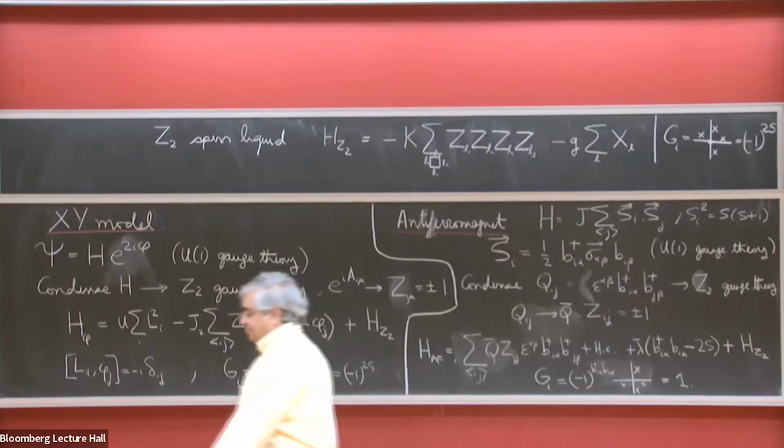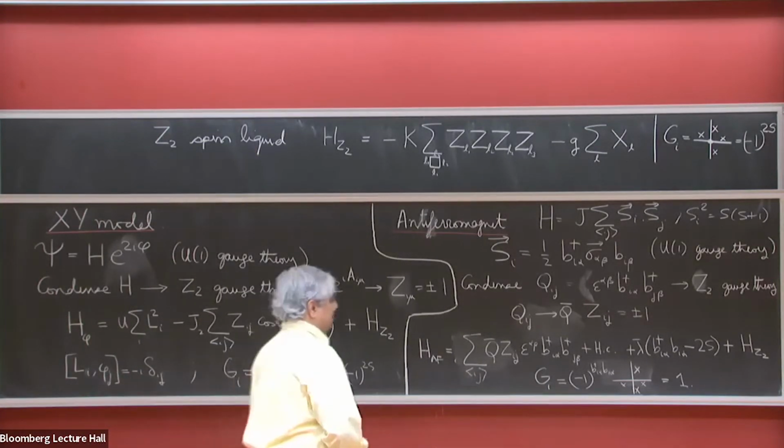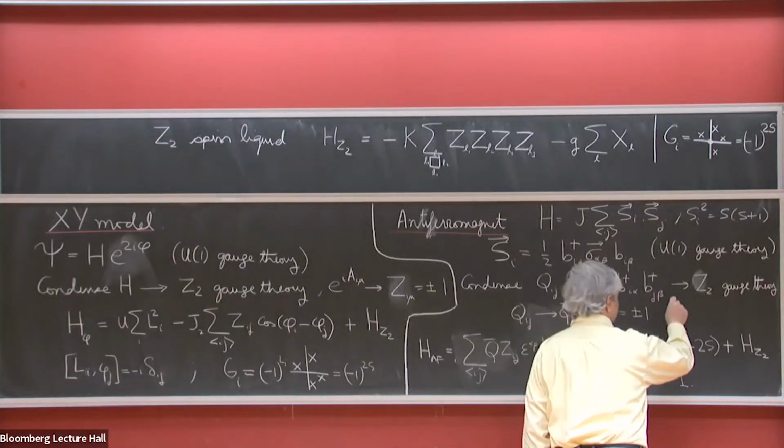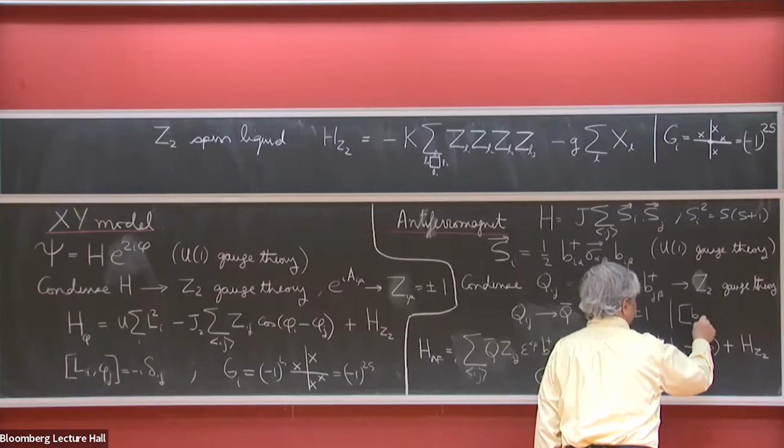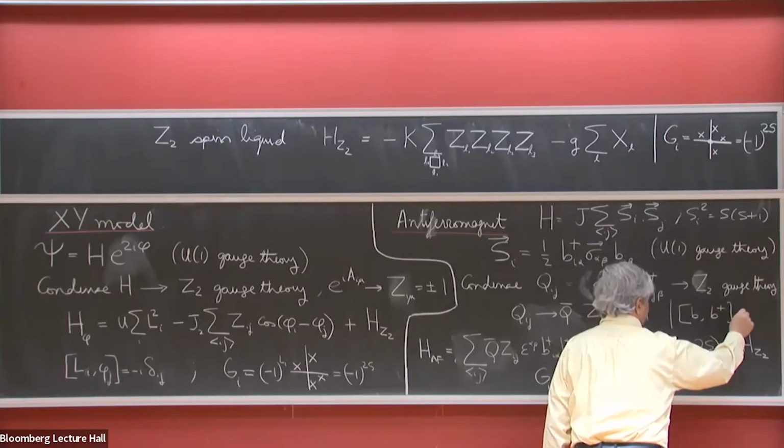Well, there are these bosons. This is the Hamiltonian, but the bosons have the usual commutation relations, B, B dagger equals 1.